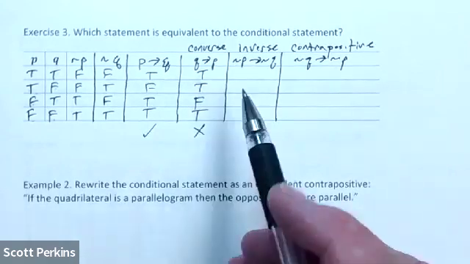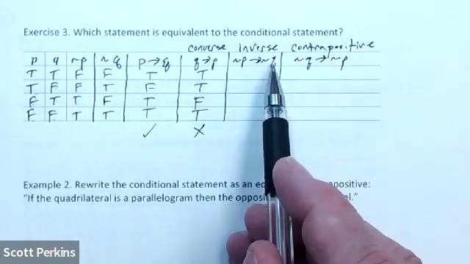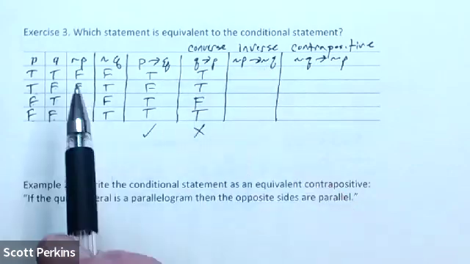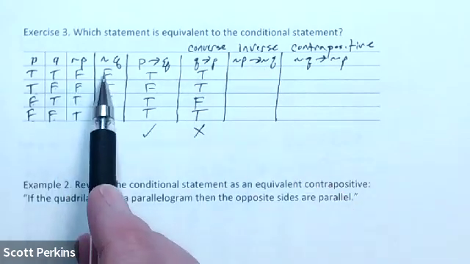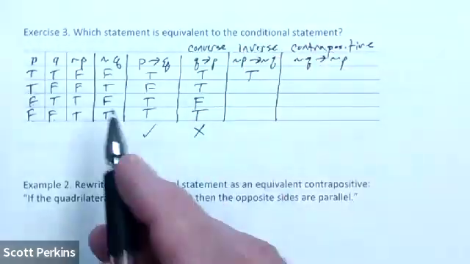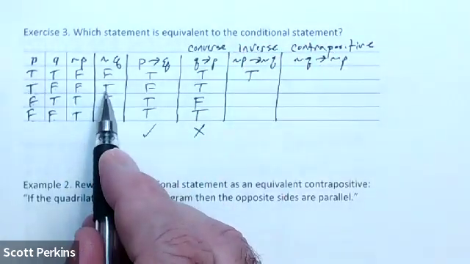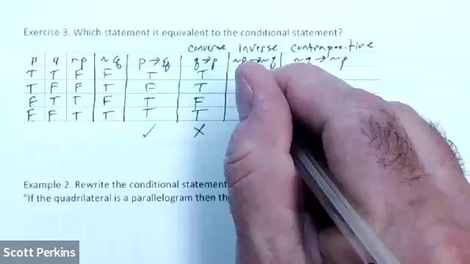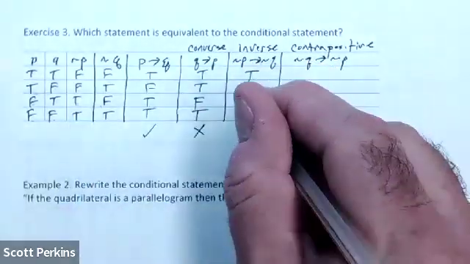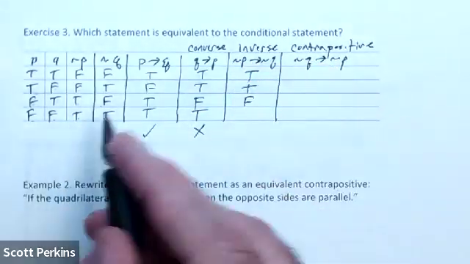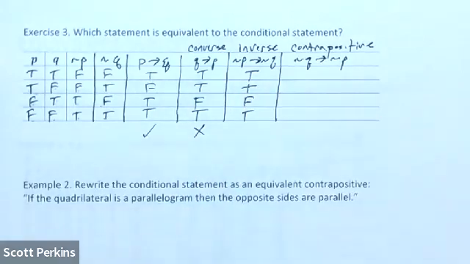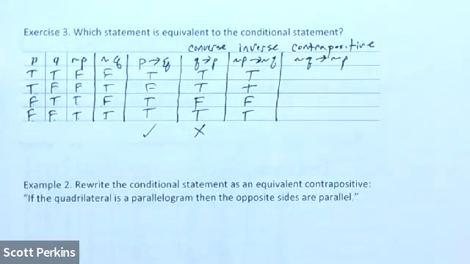The inverse, squiggly P, then squiggly Q. So I've got false then false, that's true. False then true is true. True then false is false, and then true then true is true. So once again, when I'm comparing to my original statement, is the inverse equivalent? Nope.